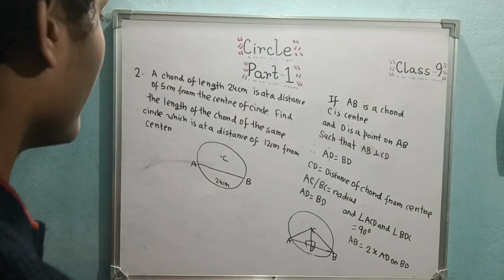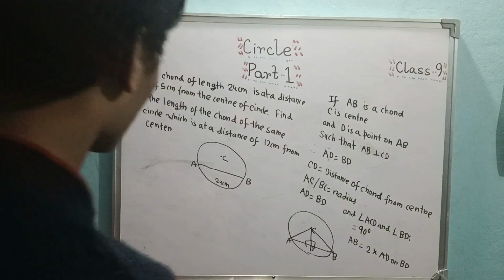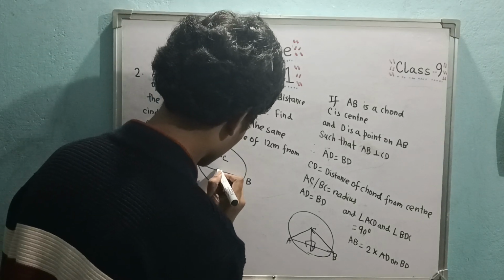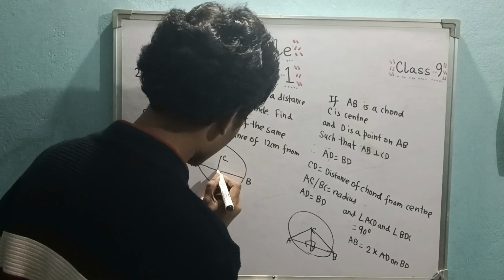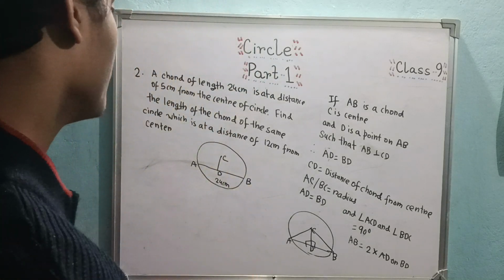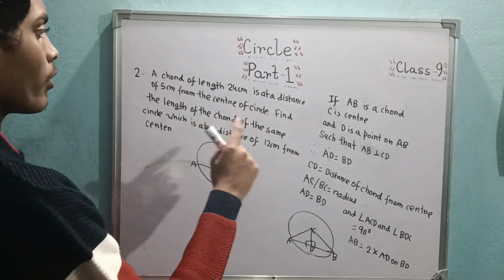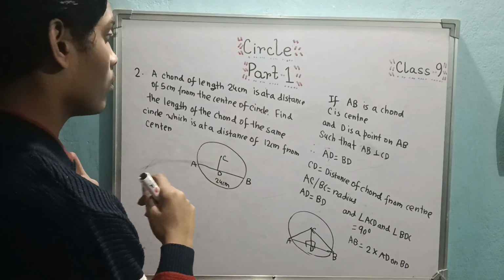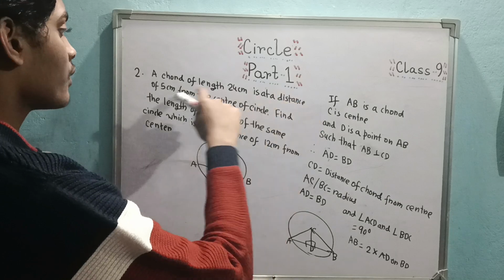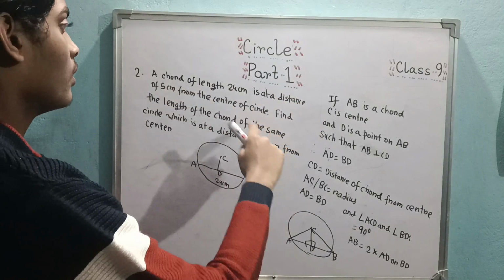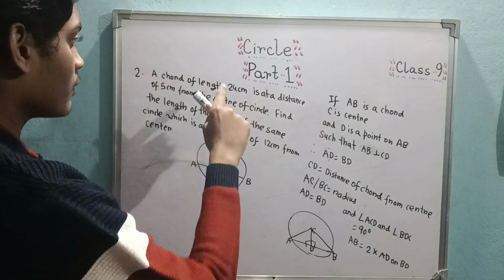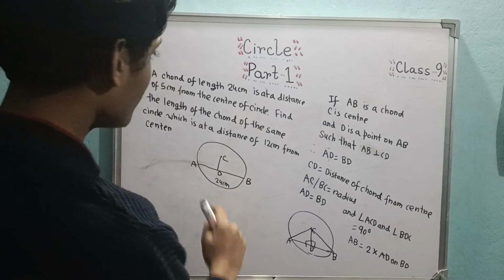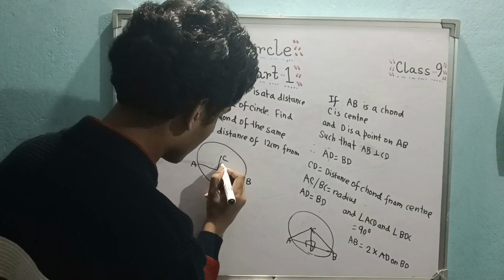And then we know CD. If you take a point D here, such that CD is perpendicular to AB, then CD is the distance of the chord from the center of the circle. So this chord is at a distance of 5 cm from center of circle. That means CD is actually 5 cm, right?